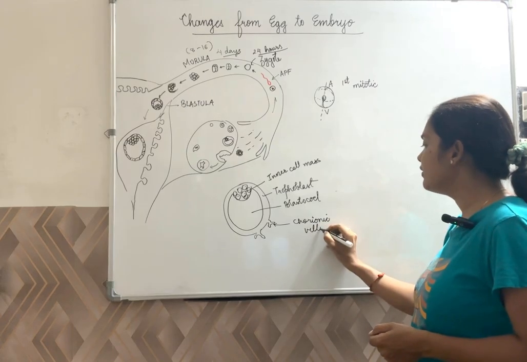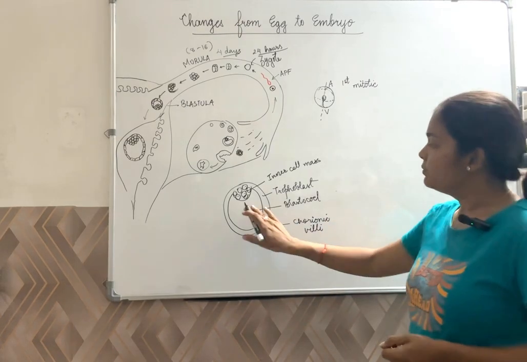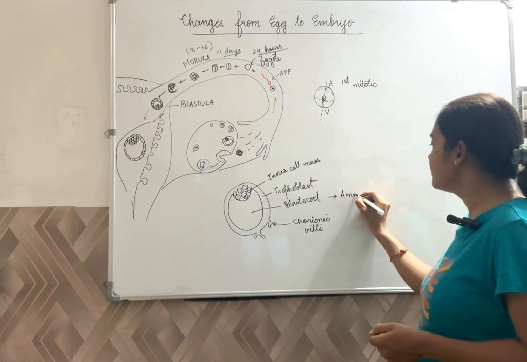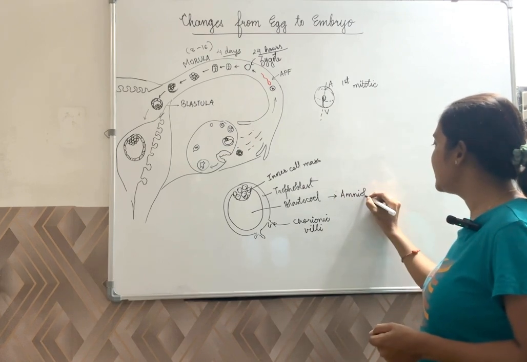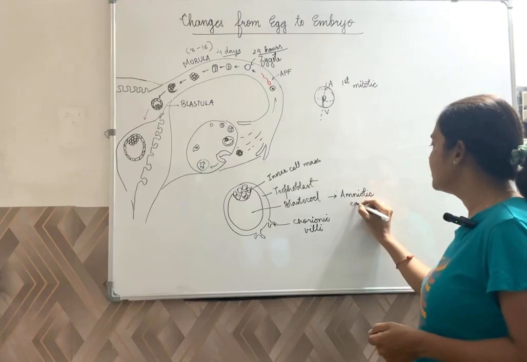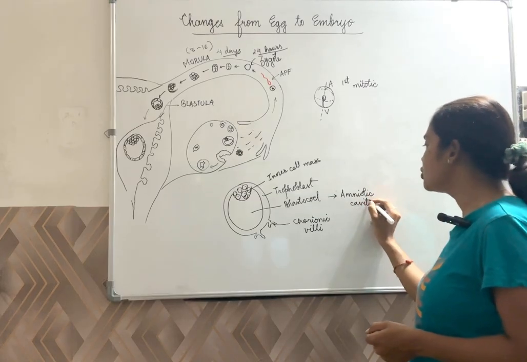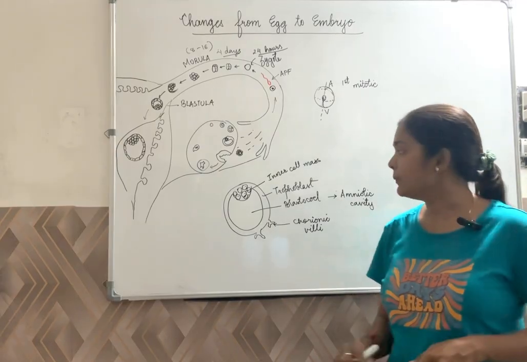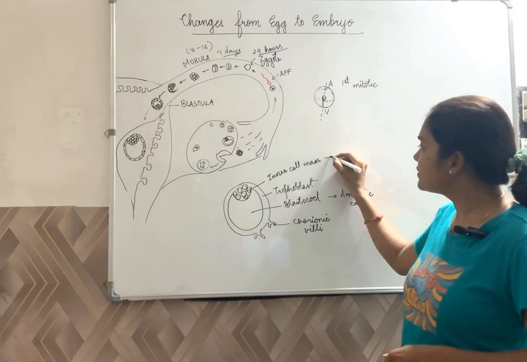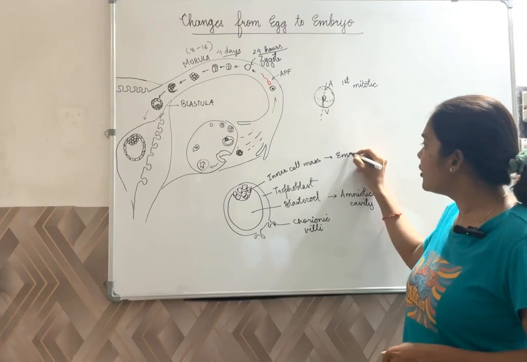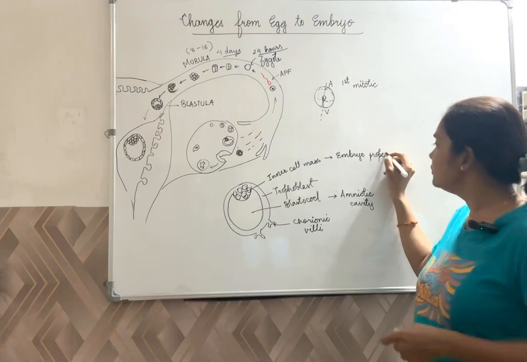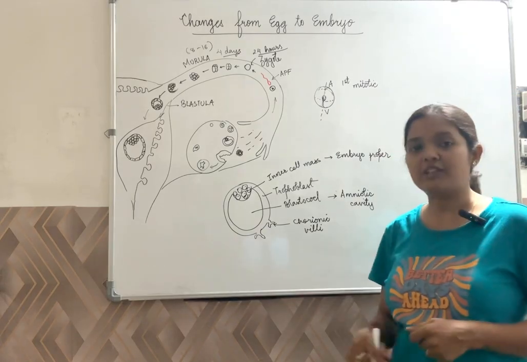This is the chorionic villi. Then the blastocyst is going to form the amniotic sac, or you can say the amniotic cavity. This amniotic cavity is supposed to be filled with a fluid, and that fluid is the amniotic fluid. Then comes the inner cell mass, which is going to form the embryo proper. So these few changes are noted here in the blastocyst.